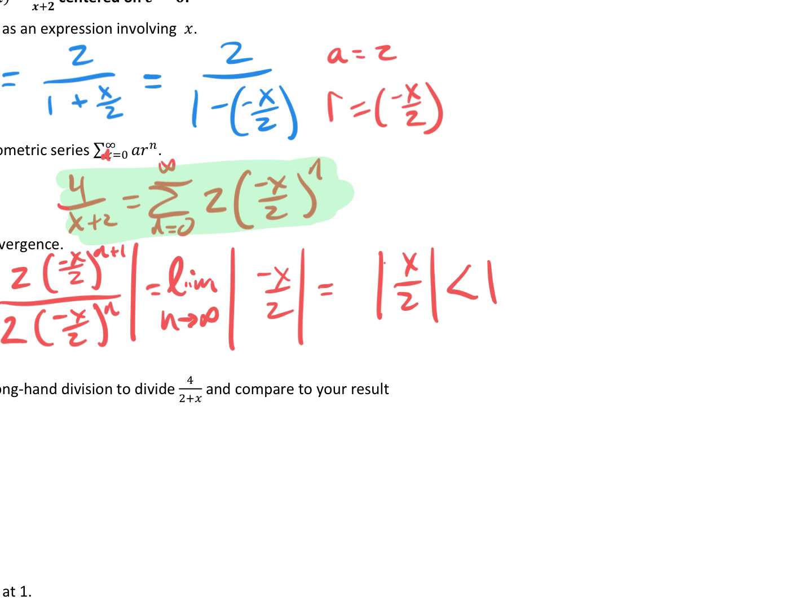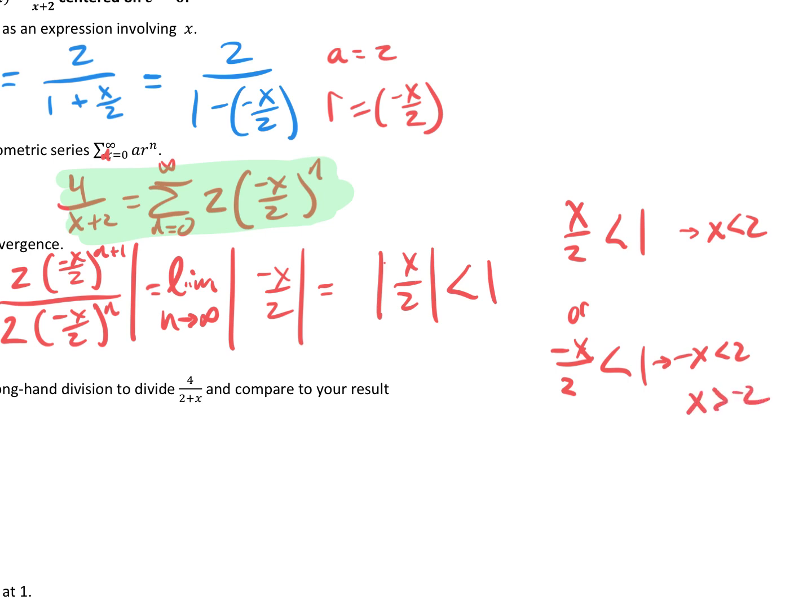Okay, so that means that negative x over 2 is less than 1, because that's the absolute value. Multiply both sides by 2 here, and we get x is less than 2. If you multiply both sides by 2 here, we get negative x is less than 2. All right. And if we divide by negative 1, then x is going to be greater than negative 2 here.